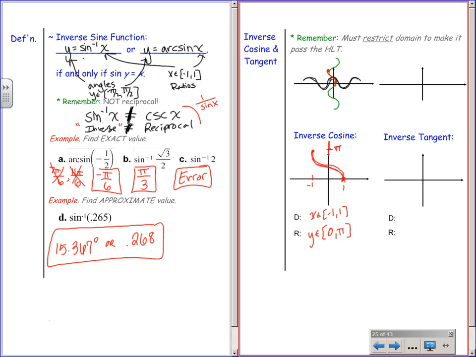So cosine is going to be a little different in that for cosine you're looking in the first and second quadrants for angles. In the first quadrant, the cosines are all positive, and in the second quadrant, the cosines are all negative. So that's where you're going to be looking.